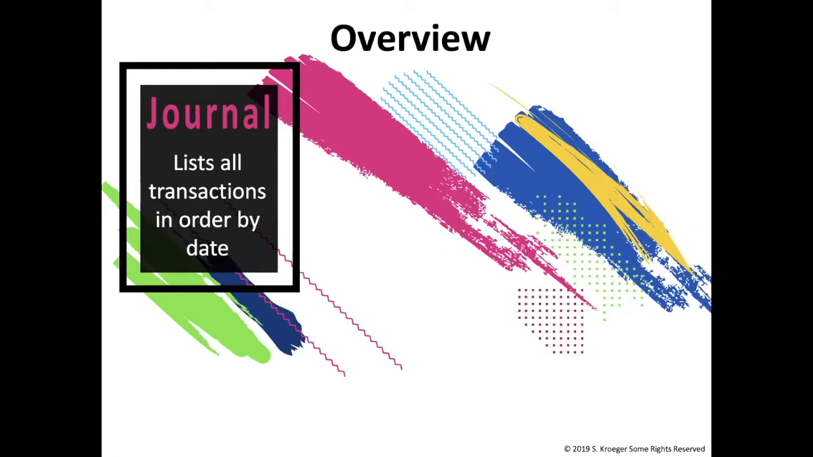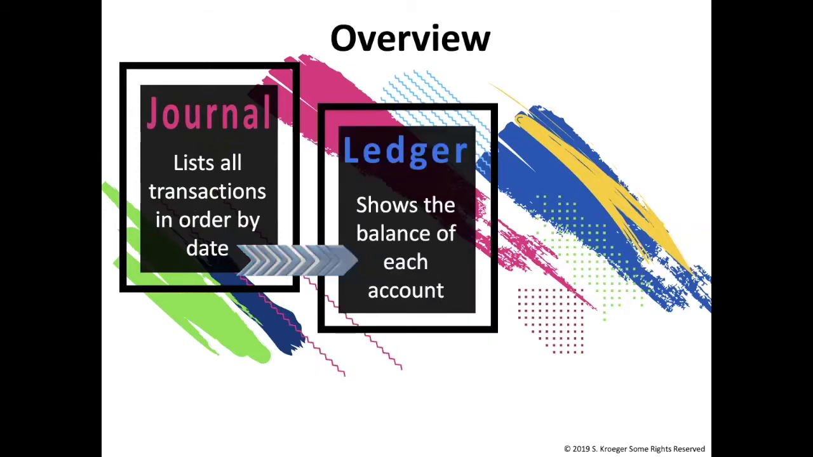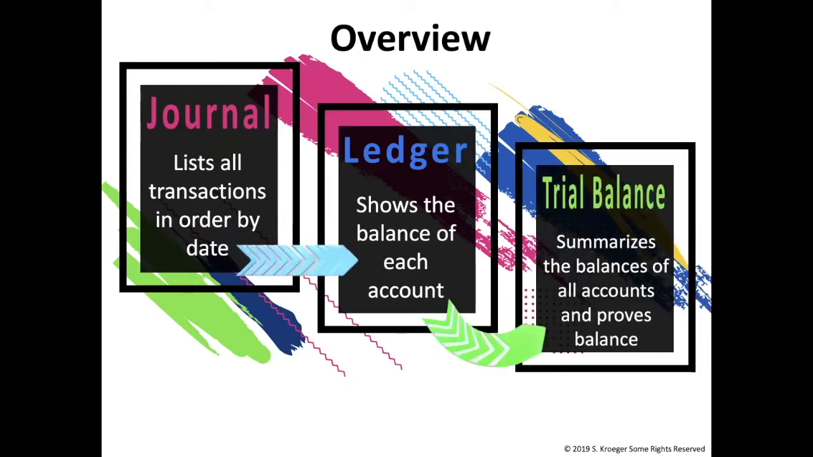is the next topic. After we journalize, we will then post to the ledger. After all transactions for a period of time have been posted to the ledger, we will prepare a trial balance. We will cover each of these topics individually and in more detail, but I do want to give you a brief explanation of each before moving on to this first topic.